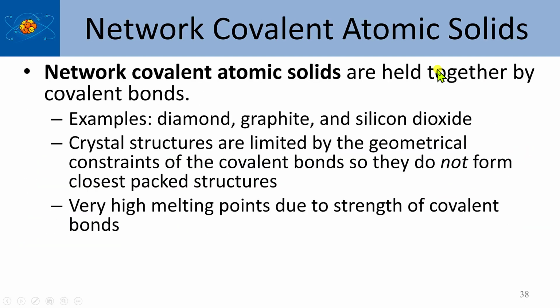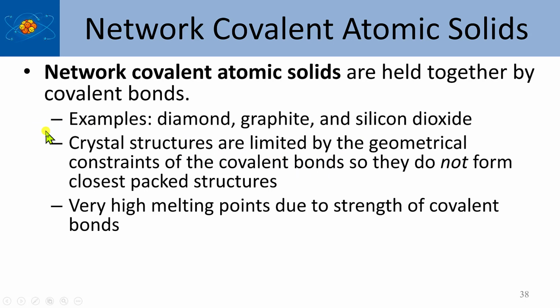And network covalent solids are those held together by covalent bonds. So when we talked about graphene, for example, that's an example of a network covalent solid. It's a form of graphite where all the carbons in a layer are connected by covalent bonds. And then we'll look at diamond as well in a little bit, and silicon dioxide, which is the basic material for glass or sand.